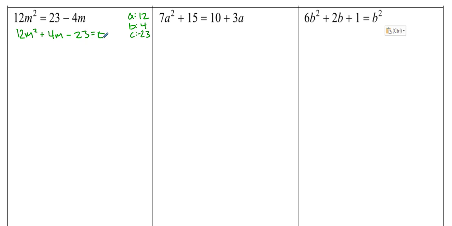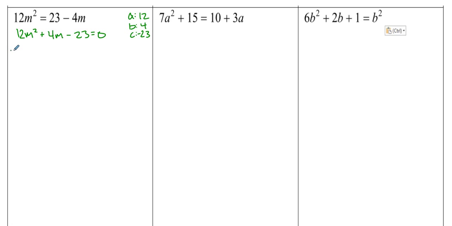Okay, so this one actually cannot be factored. If you tried to factor the ones on the previous page, those ones could, but the quadratic formula will always work. This one we actually need to use the quadratic formula because we are going to end up with a radical. So let's go ahead and plug this in.